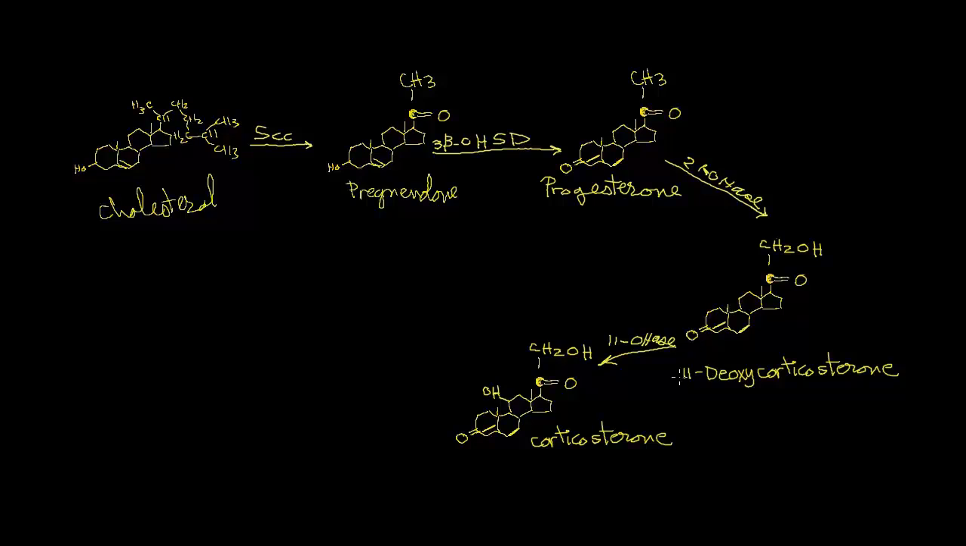Then 11-deoxycorticosterone is going to be converted into corticosterone by hydroxylation at carbon 11, and this reaction takes place in the mitochondria. So now we have two mitochondrial enzymes in the pathway of the biosynthesis of steroids. We have the side chain cleaving enzyme, and we have 11-hydroxylase enzyme. So these two enzymes are mitochondrial enzymes, while the rest are smooth endoplasmic reticulum enzymes.